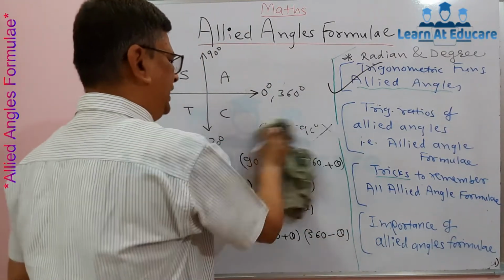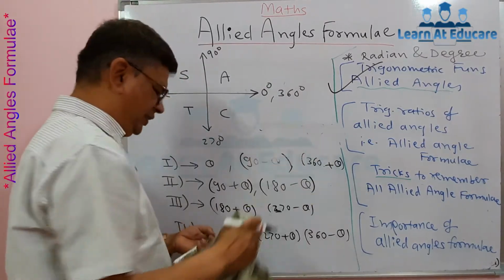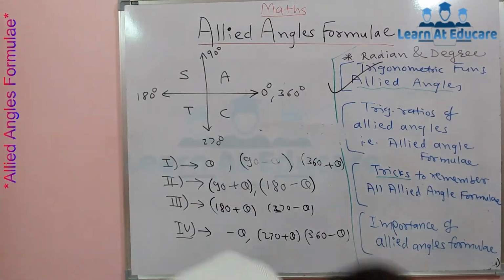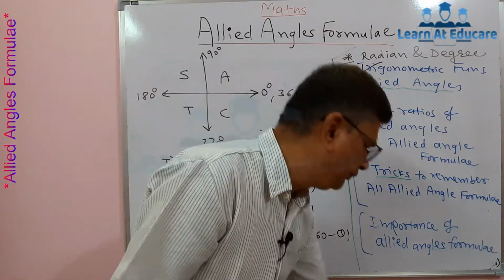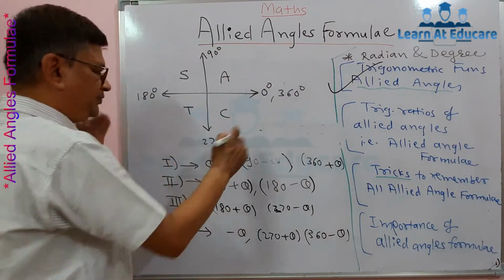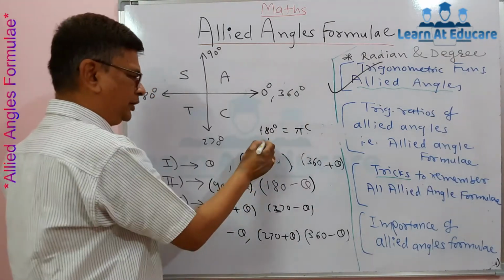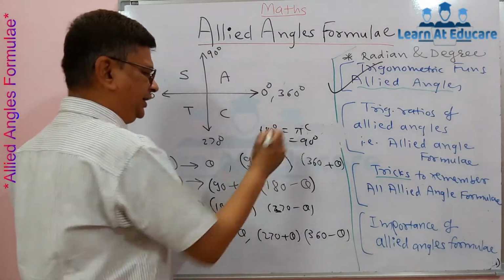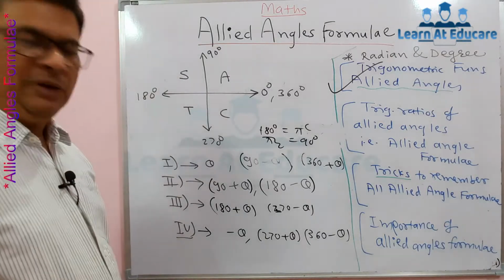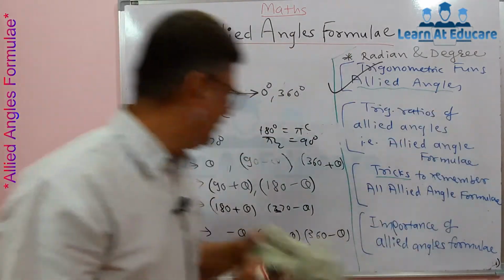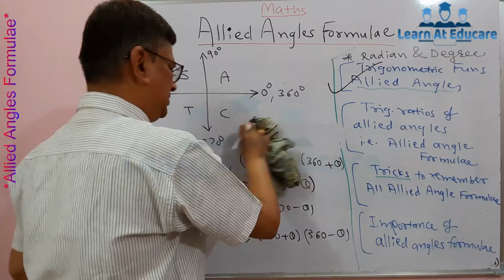We know the radian and degree measure of an angle, and perhaps you remember pi radian equals 180 degree, and 180 degree equals pi radian. Therefore, pi by 2 will be 90 degree, pi by 3 will be 60 degree, and 2 pi will be 360 degree, something like that.